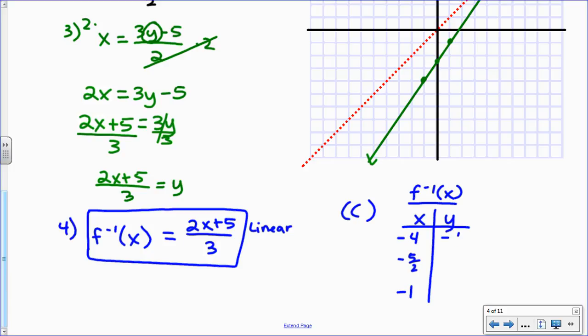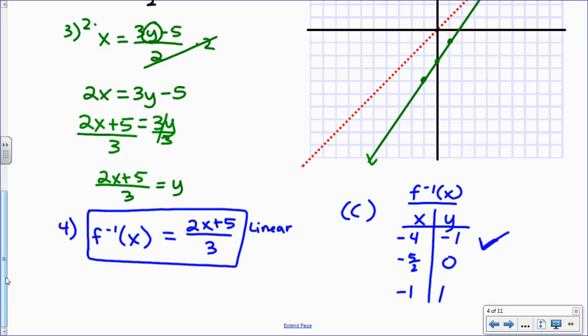Okay, 1, 0, and 1. So I verified that was correct. So this is a way to check if your inverse is correct. If you've calculated that correct, plug in some points to the original, and then make sure that your y values, if you plug those back in for x in the inverse, you get the x values. Now you can check to see if your inverse is correct.